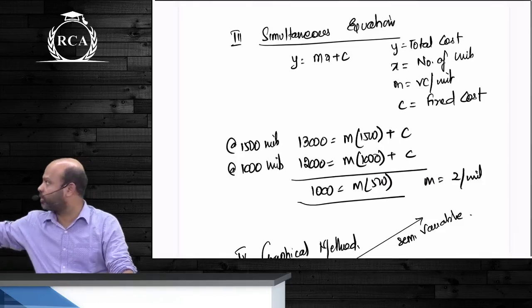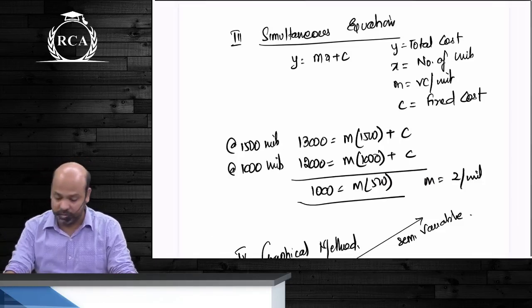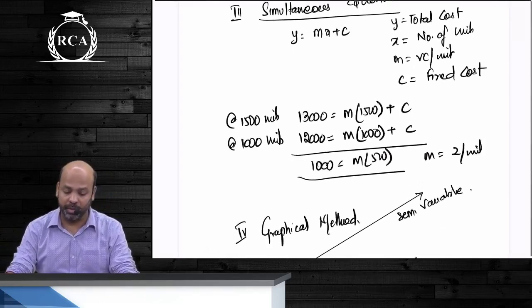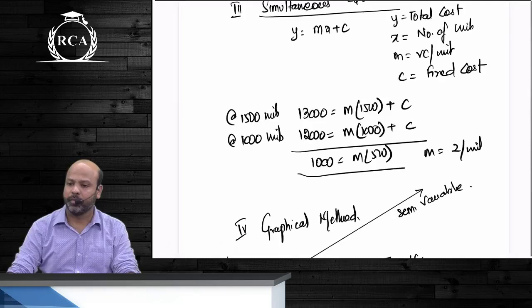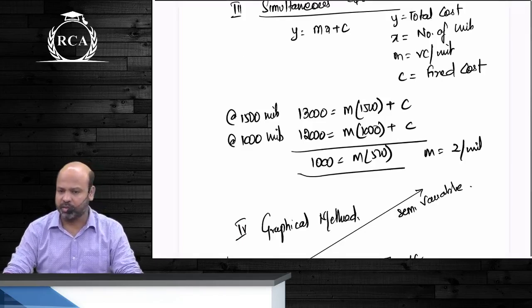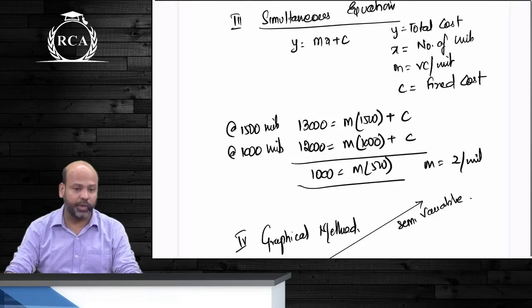After that, copy this. Copy till m equals 2 rupees per unit. Simultaneous equations. You do not want to write y is equal to mx plus c. You write y is equal to a plus bx. Write whatever you want to write. Simultaneous equations.